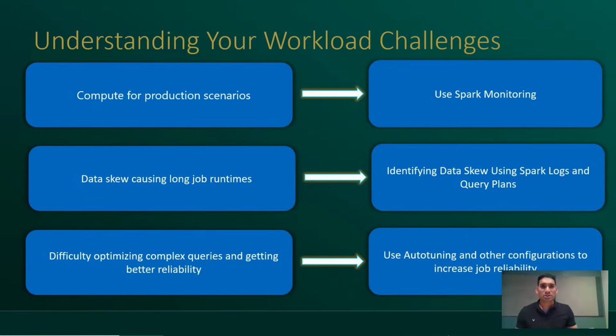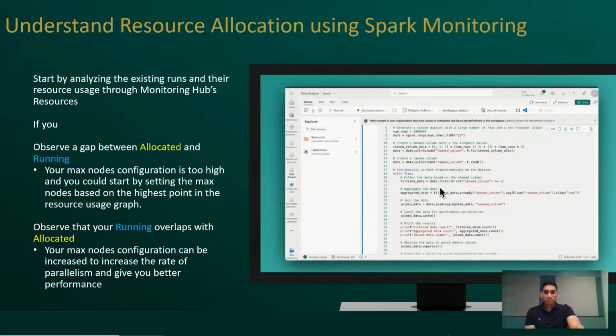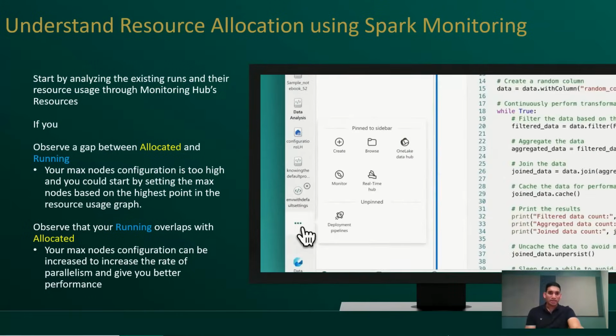How could you use the existing capabilities such as Autotuning, where the system automatically tunes Spark based on your historic query performance, and how you could actually achieve better job reliability when you have these recurring runs in your enterprise workload. So first one, the monitoring experience, right?